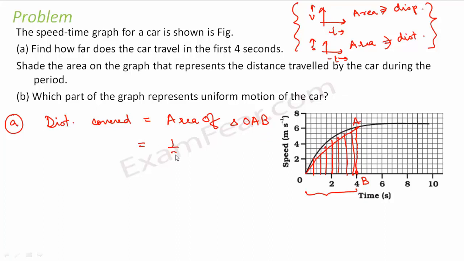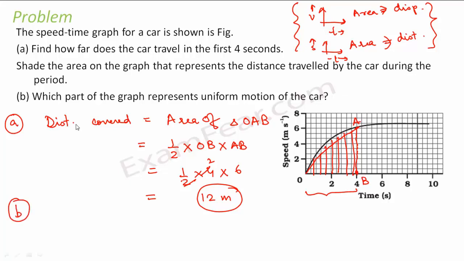So area of a triangle is half into base into height. What is the base? Base is nothing but OB. Height is nothing but AB. So this will be equal to half into 4 into, what is AB? AB is nothing but 6. So this is equal to 12 meters. So 12 meters is the distance covered in the first 4 seconds. So we have shaded the area on the graph that represents the distance traveled by the car during this period. We have already shaded that region.